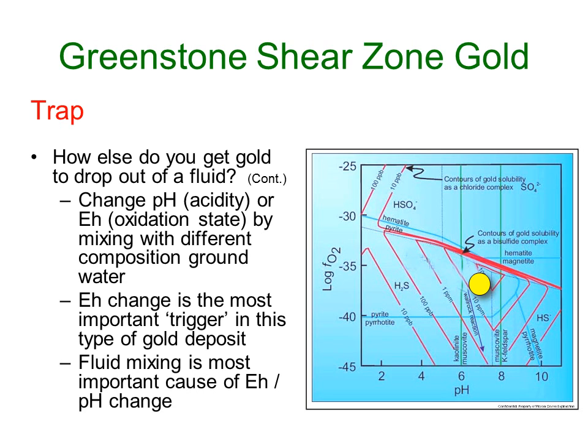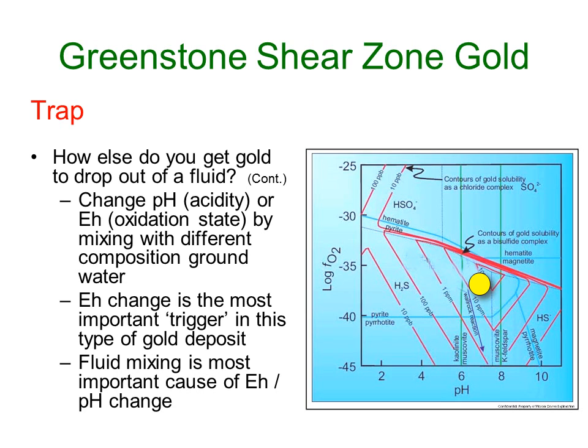However, there is another way, and we're starting to realize probably the most effective way of causing the gold to drop out of the hydrothermal fluid, and that's by changing the Eh, or oxidation level, of the fluid. Most gold-bearing solutions are moderately oxidized and have a neutral pH, equivalent to the yellow dot on the graph there. The red lines are contours of gold solubility as a thio or bisulfide complex.